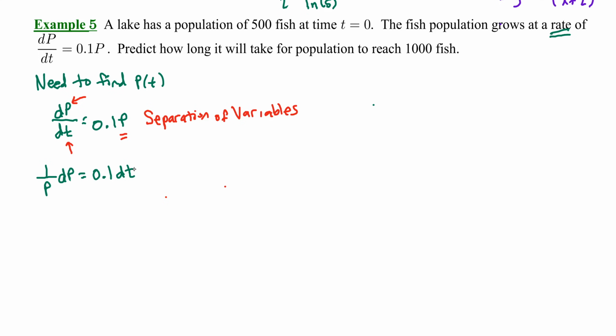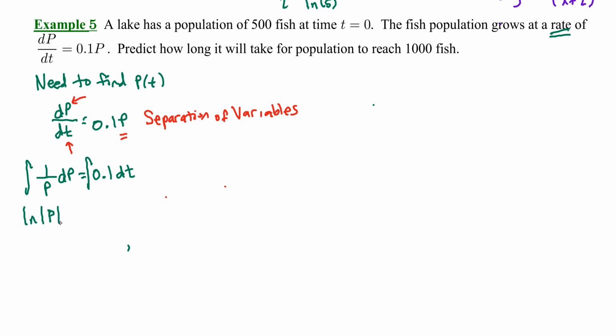So I have divided both sides by the variable p, and I have multiplied both sides by the differential factor dt. Now, as far as the 0.1 goes, you can take it to the left, you can leave it on the right. It doesn't really matter because it's a constant. But at this point, we can now integrate both sides with respect to the individual variables. On the left side, we have the integral of 1 over p dp. We know that's the natural log of the absolute value of p.